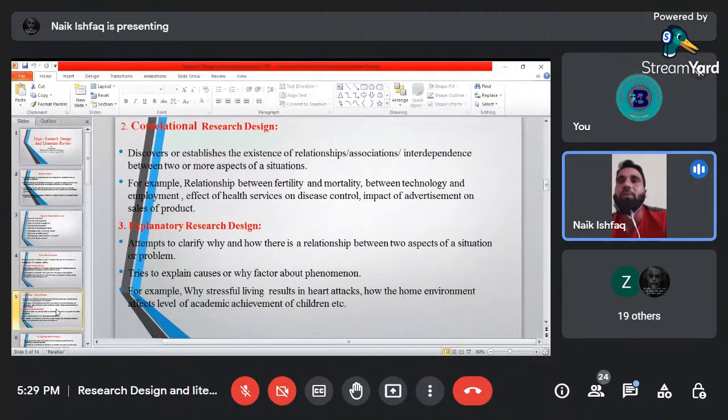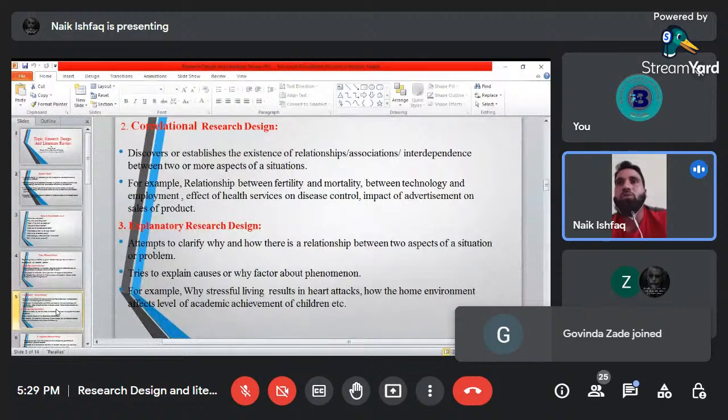What is the effect of one variable on another variable, what is their association, what is the relationship between the different aspects of the situation.